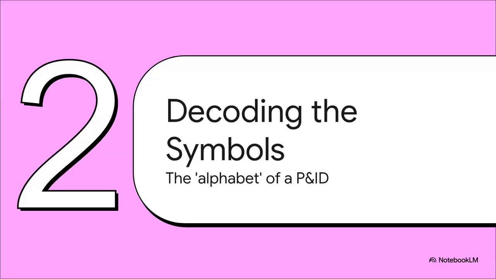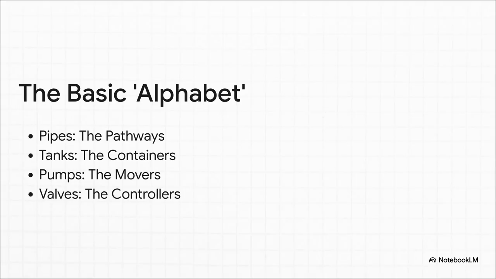Okay, so reading a P&ID for the first time, it's kind of like learning a new language. It can look pretty intimidating, I'll admit. But really, it's just a collection of symbols. Once you learn the basic alphabet, you can start to piece together words and then whole sentences. So, let's learn the essentials. We can pretty much break down the most common symbols into four main groups, or families. You've got your pathways, which move everything around, the containers, which hold all the stuff, the movers, which provide all the force, and the controllers, which, you guessed it, manage the flow.